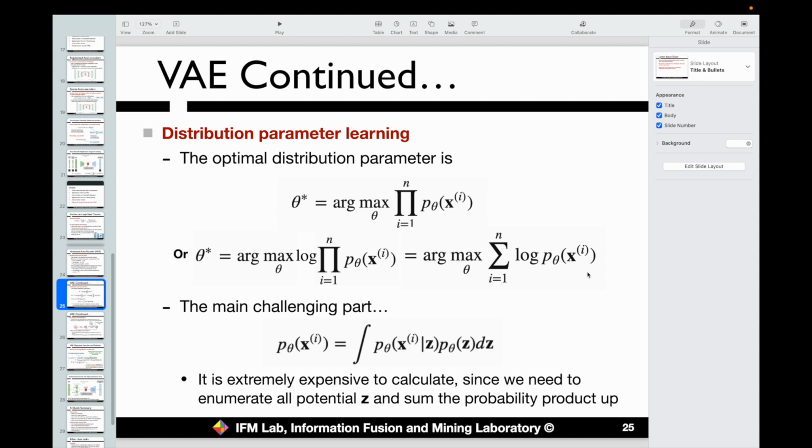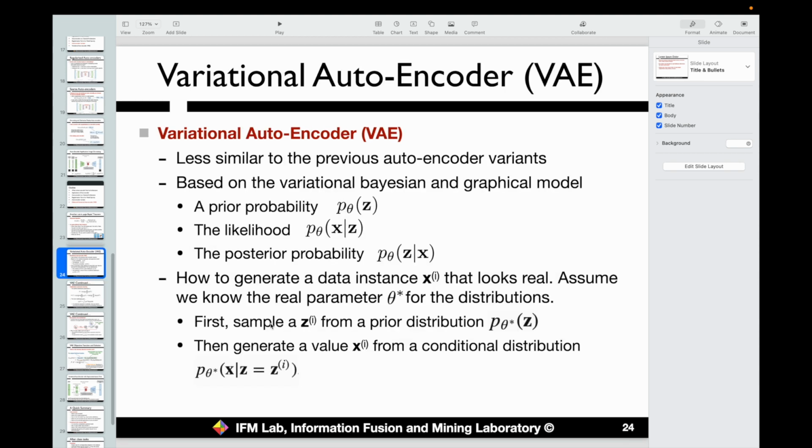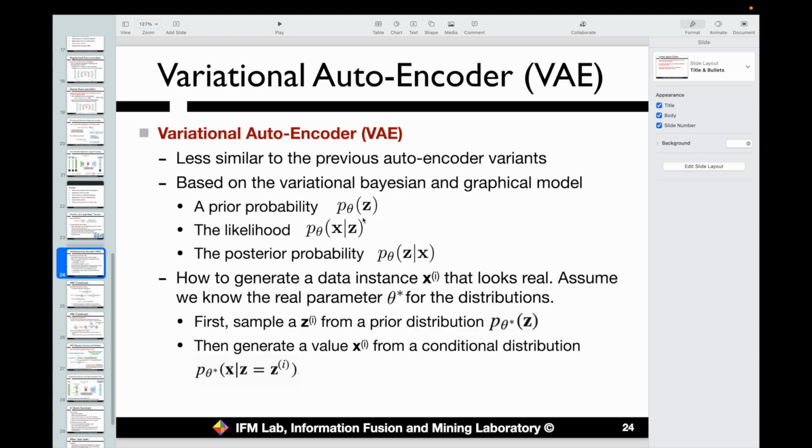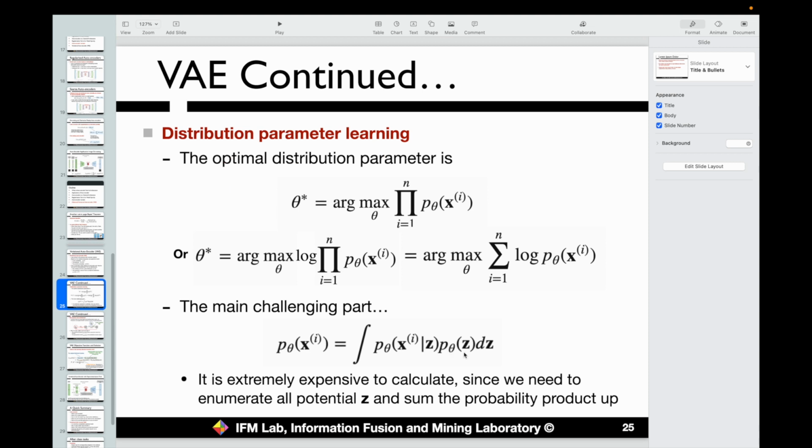So it seems that by solving this function we can find the optimal theta and address this problem. However, the main challenge is how to define p x for this function. Right now we have a p z function, a prior probability distribution. We know the likelihood, and based on them we can also calculate the posterior distribution. Then how can we define this p x distribution?